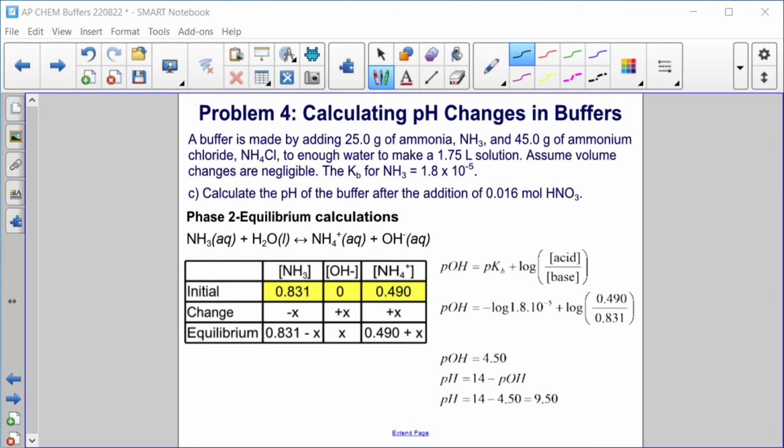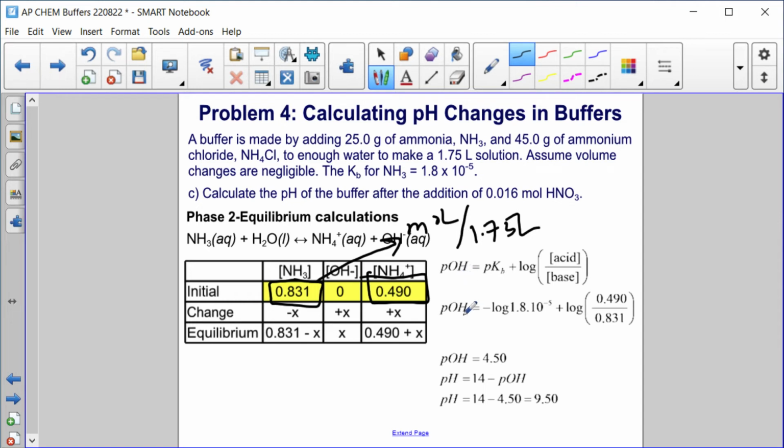After we know the number of moles after the neutralization, we can find the concentration. And that would be our initial concentration here in this equilibrium step. This is the moles from the previous slide divided by 1.75 liters, okay? And then I use the Henderson-Hasselbalch equation to find the pH.